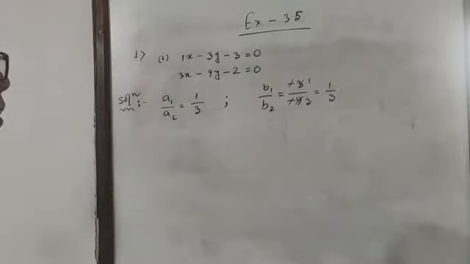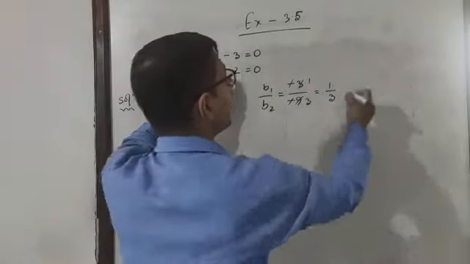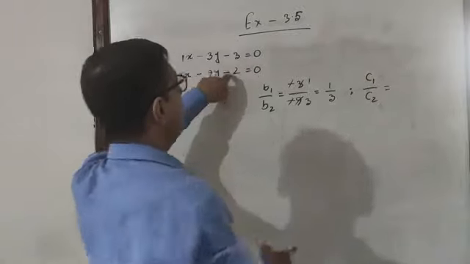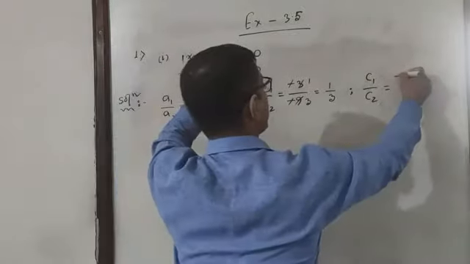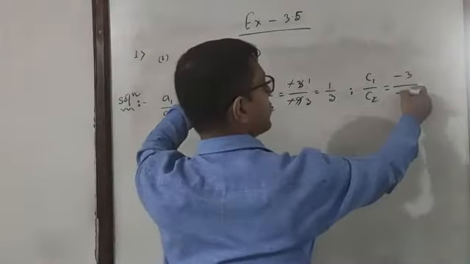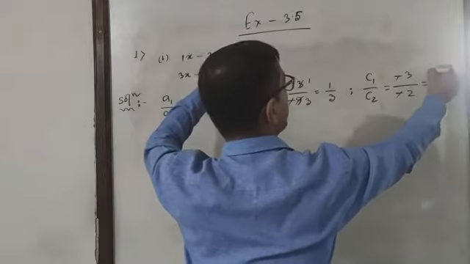Then the third one we will check, that is c1 by c2. What is c1? We have that is 3, that is -3, and c2 we have that is -2. So -2. Negative cancel हो गया, so 3 out of 2.